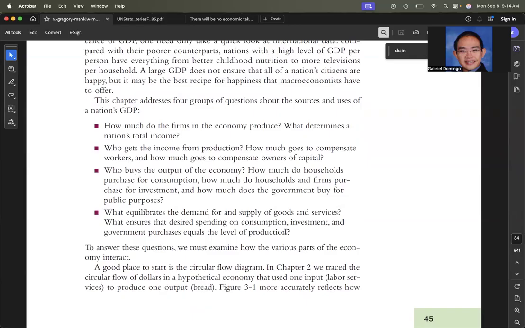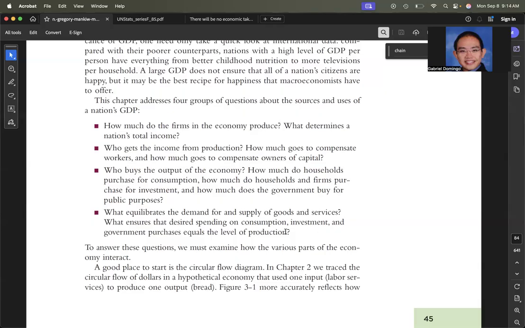How much do the firms in the economy produce? What determines a nation's total income? Because it's GDP, total income is also total expenditure. And then out of the total or national income, who gets that income? Okay. How much goes to compensate workers and how much goes to compensate owners of capital? Those are our two types of inputs into production, right? Workers or labor and capital.